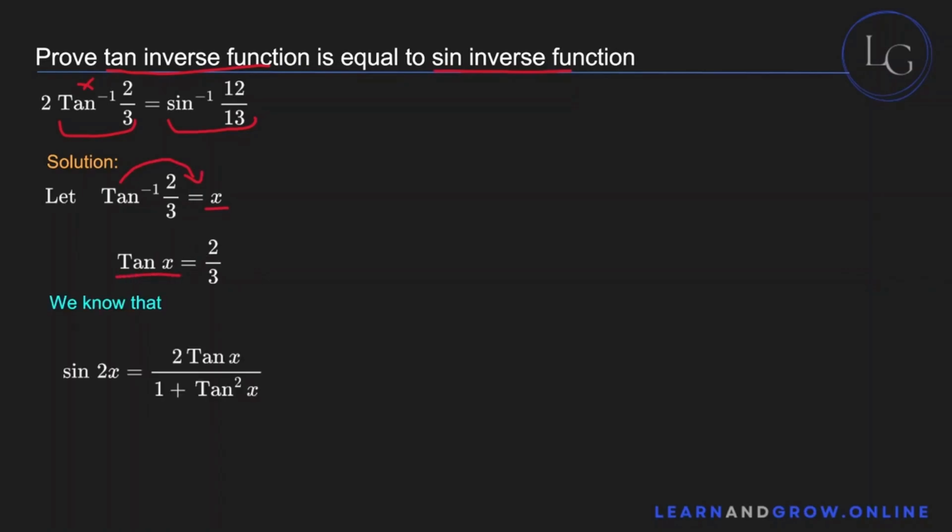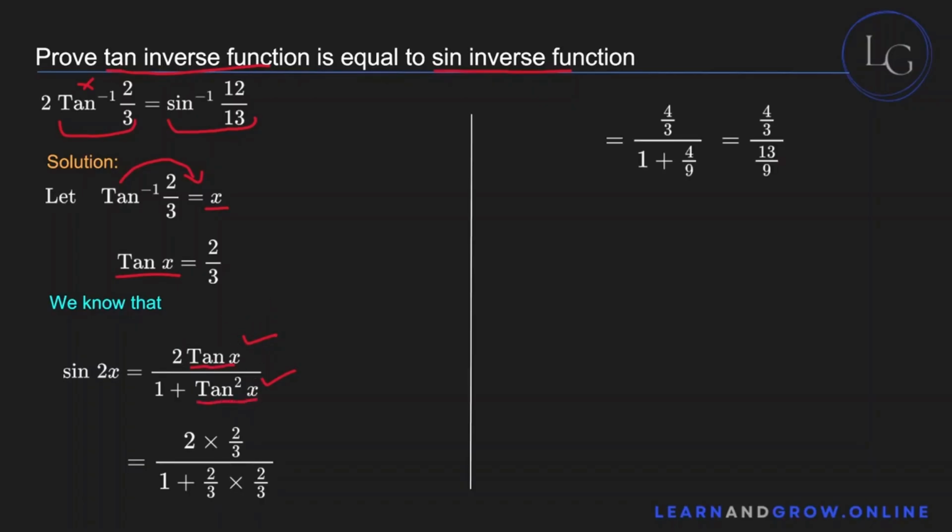Now, we know this trigonometric identity that sine of 2x is equal to 2 tangent of x over 1 plus tangent square of x. So we already know that tangent x is equal to 2 by 3. So just replace that value over here. So this tangent x becomes 2 by 3 and this tangent square of x becomes 2 by 3 whole square. So now this turns out to be equal to 12 by 13. So sine 2x is equal to 12 by 13, which means that 2x is equal to sine inverse of 12 by 13.